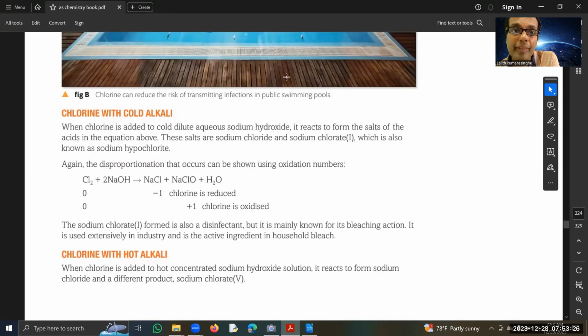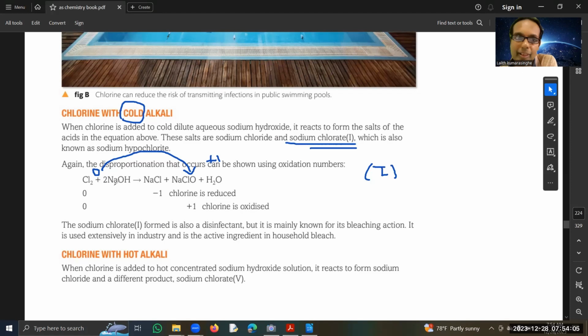Chlorine, when it reacts with a cold alkali. Now in some papers, it will be potassium hydroxide. React with a cold alkali. Its oxidation state will change from 0 to +1. Okay, this is sodium chlorate(I), in the newer naming. Sodium chlorate(I) in the new naming. Oxidation state is +1.